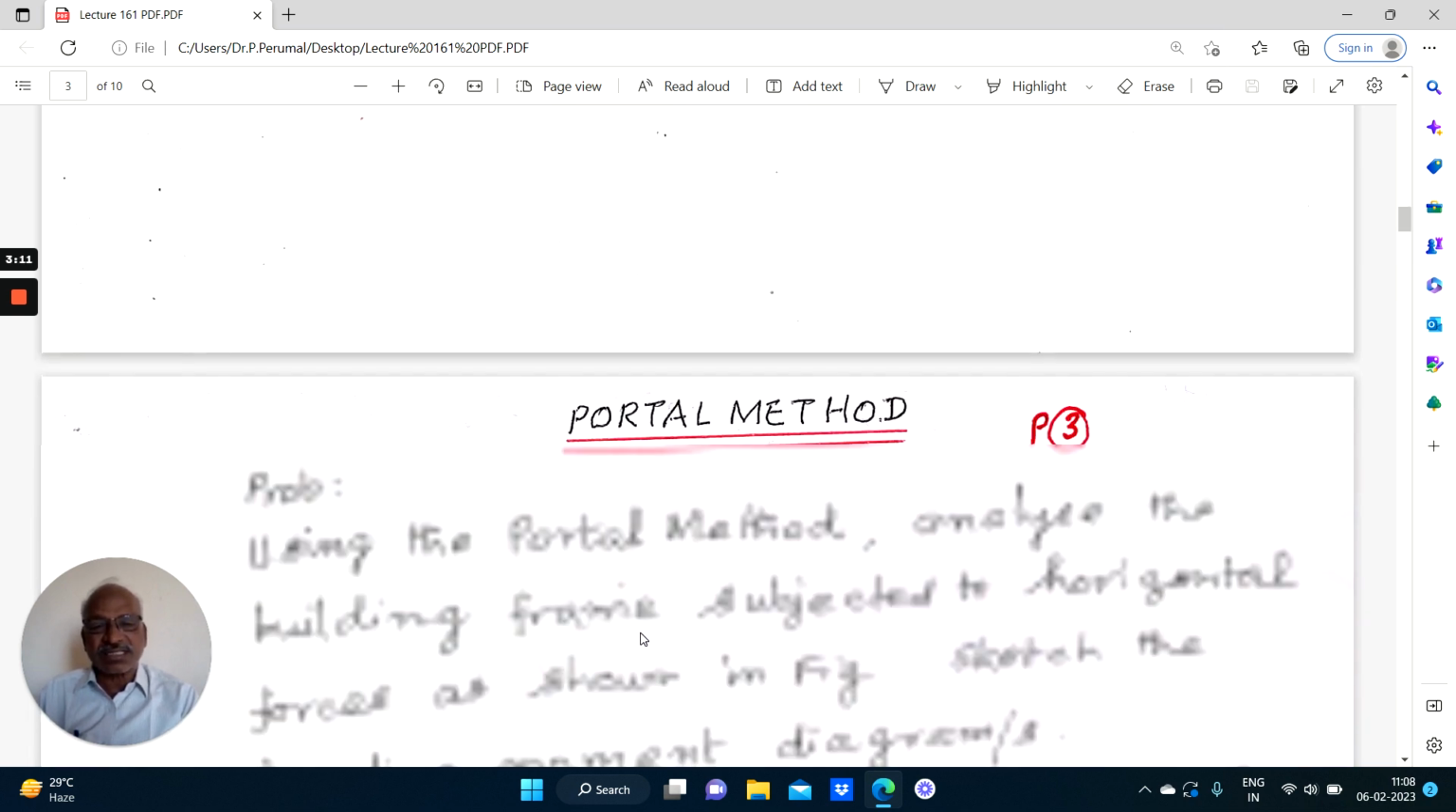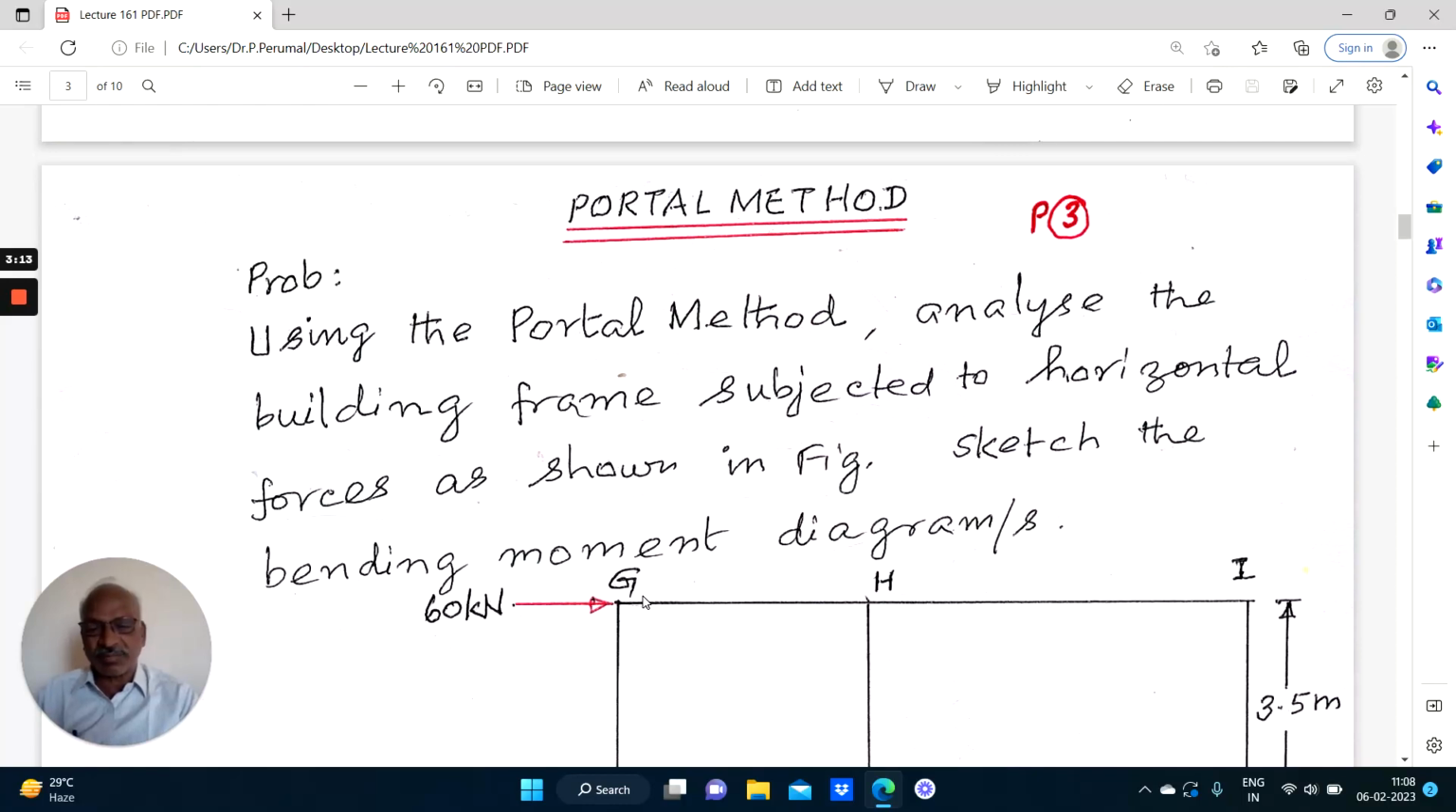Let us discuss the problem through a numerical example. Using the portal method, analyze the building frame subjected to horizontal forces as shown in the figure. Sketch the bending moment diagram. Bending moment diagram means for the complete frame. Bending moment diagrams means for individual members, we will be drawing the bending moment diagram. But the matter is the same, right?